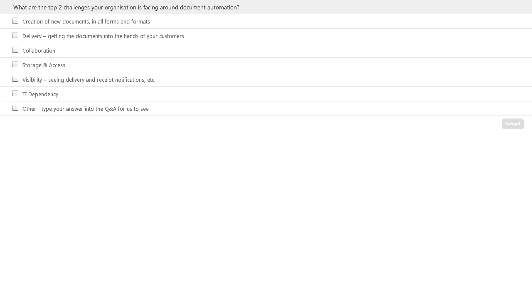What are the top 2 challenges your organization is facing around document automation? Is it the creation of new documents in all forms and formats? The delivery, getting the documents in the hands of your customers? Is it collaboration, storage and access, visibility, seeing delivery and receipt notifications, etc.? IT dependency, or something else? So please lock your answers in at this time.